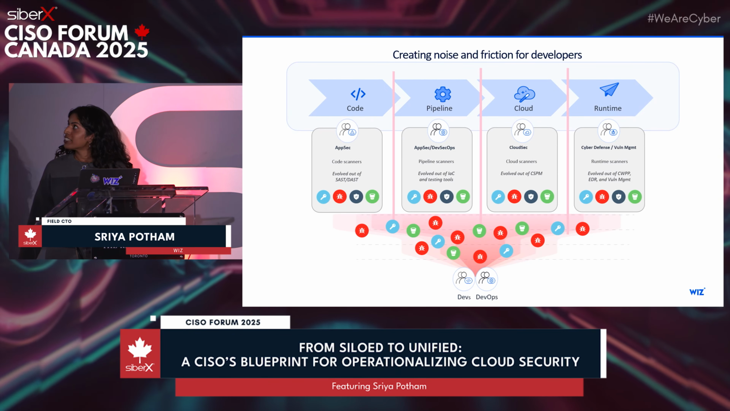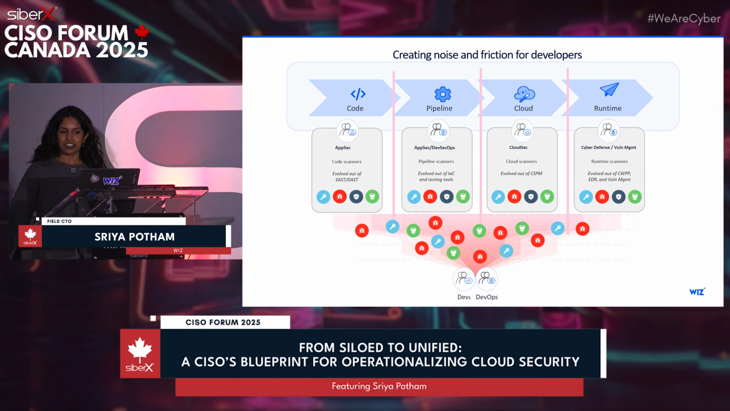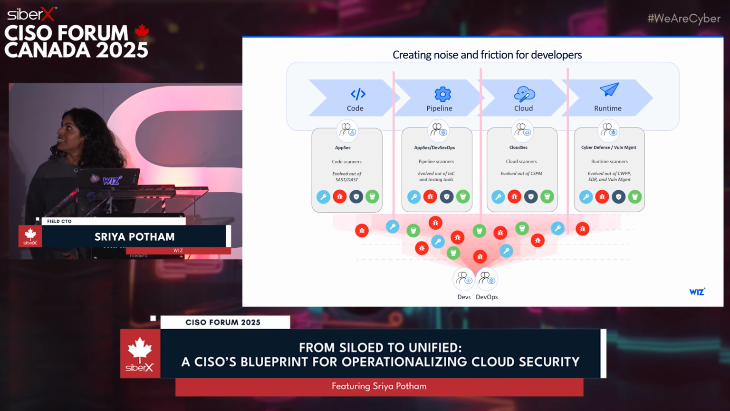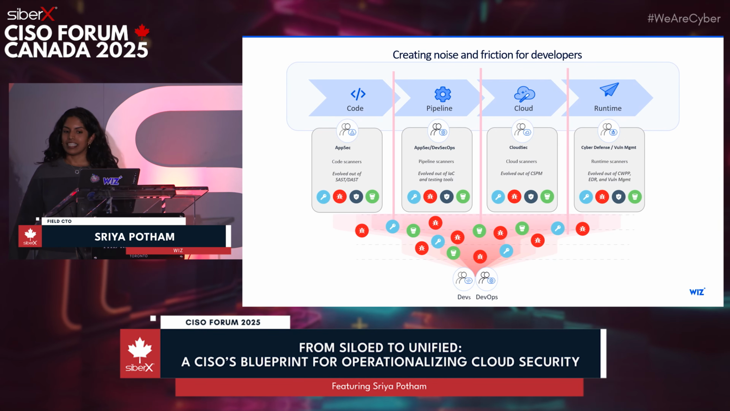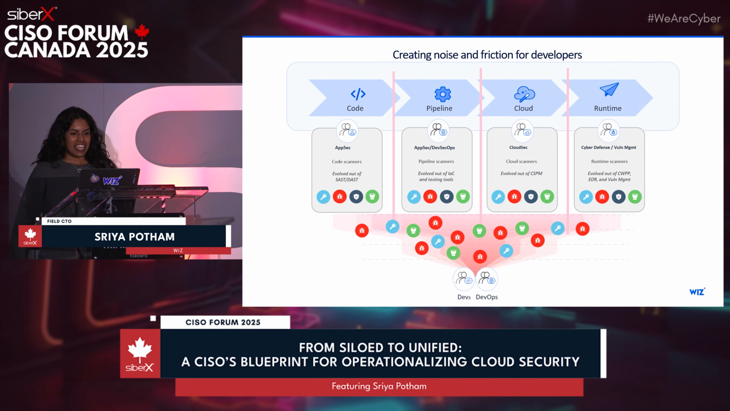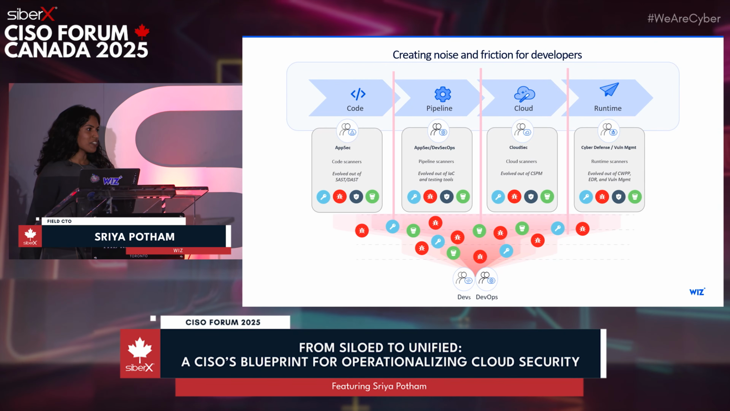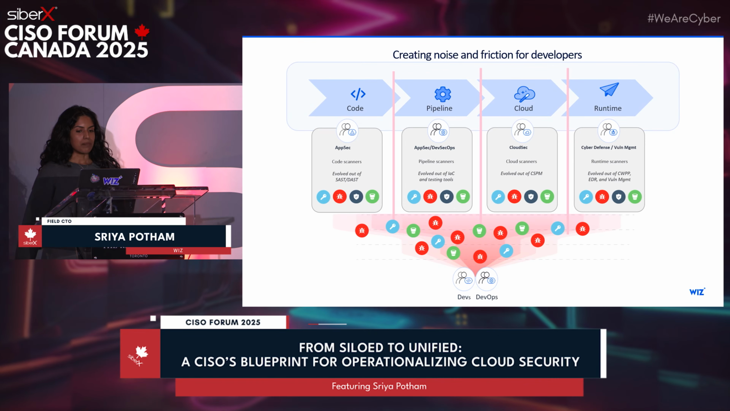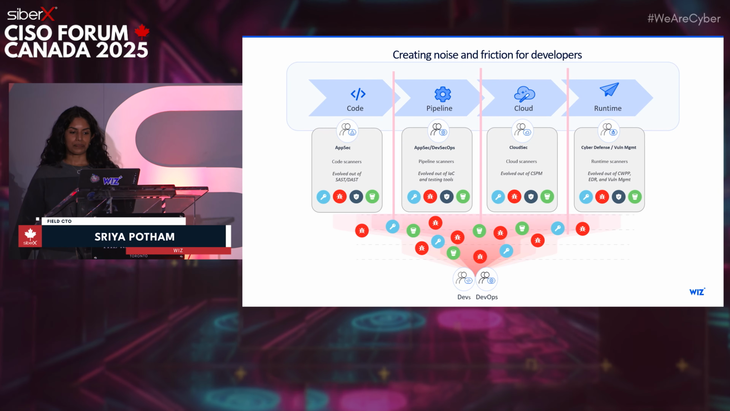Which oftentimes ends up creating a lot of noise and friction for developers. Dev and DevOps teams are at the center of these processes, but they're inundated with findings from multiple security teams, and these findings create a lack of clear prioritization, clear messaging, or context about where remediation should truly occur.